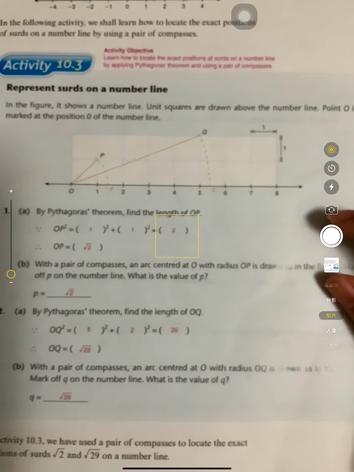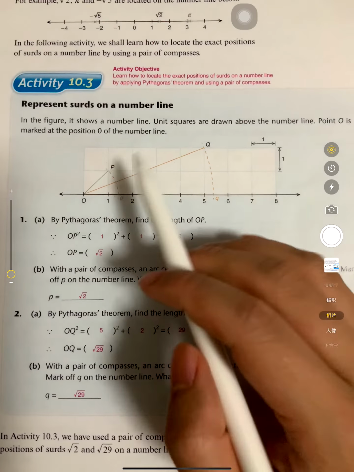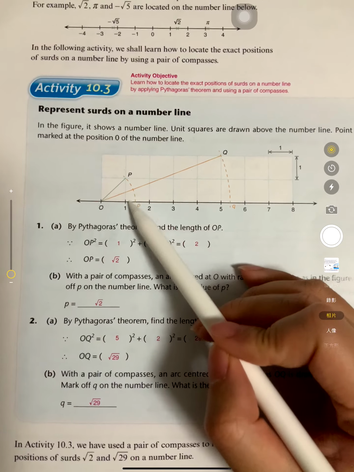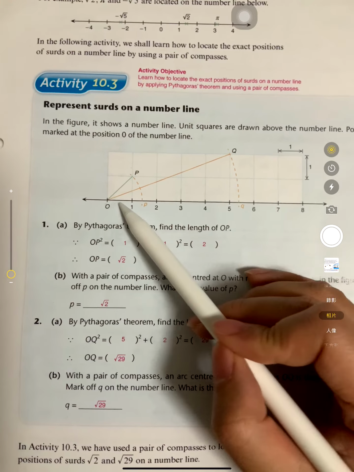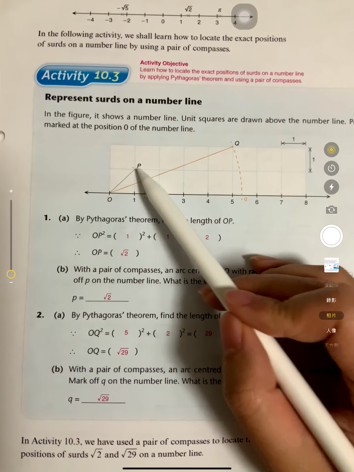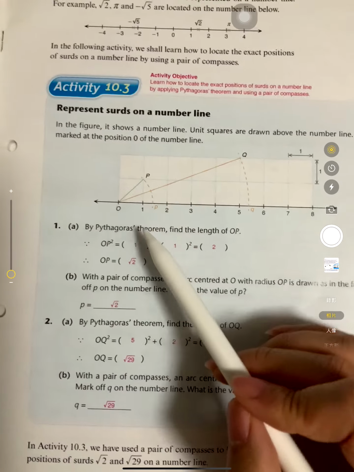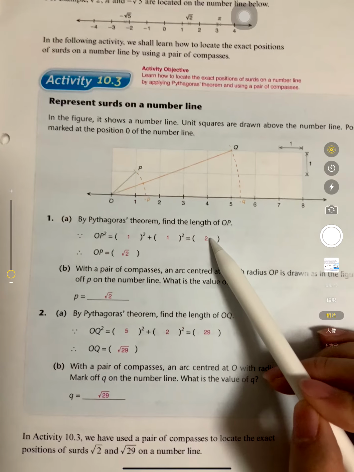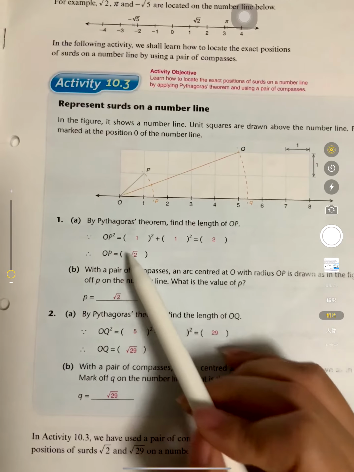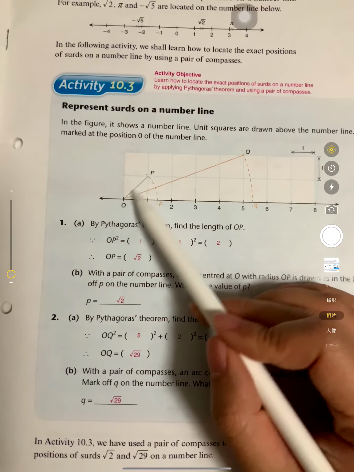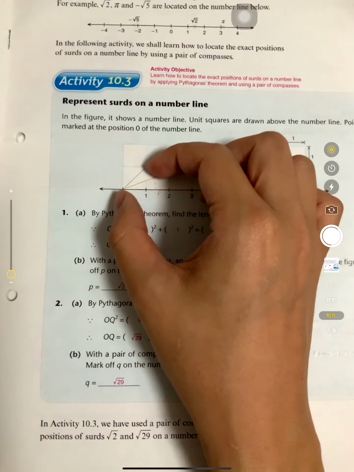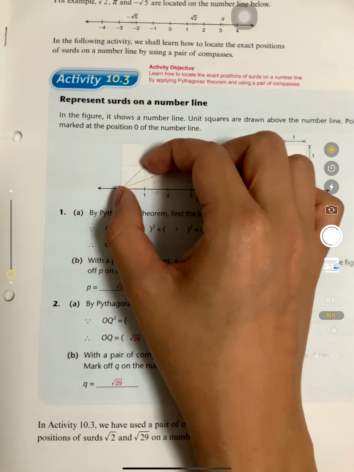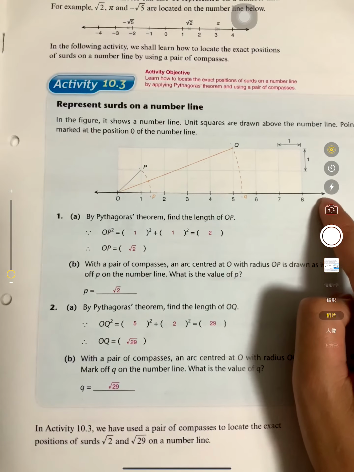Okay. For example, this one. And we know that for a right angle triangle, we can use Pythagoras' theorem, right? So if this one is 1 unit, this one is 1 unit, and then OP, we know that it is 1 squared plus 1 squared is 2, right? Then OP, taking the square root, we know that the length of OP is square root 2, right? So we can get the length of OP. This one is square root 2. Then how can we mark it on the number line?